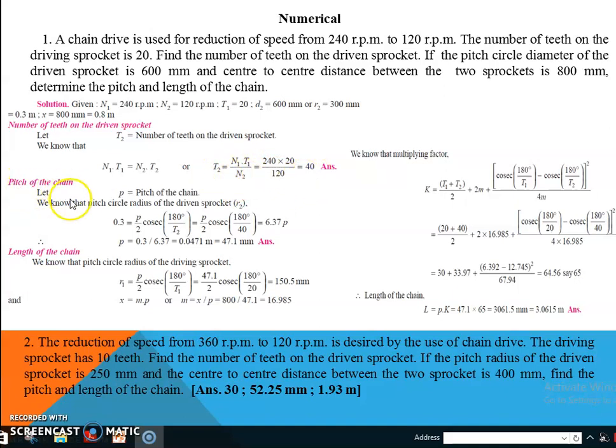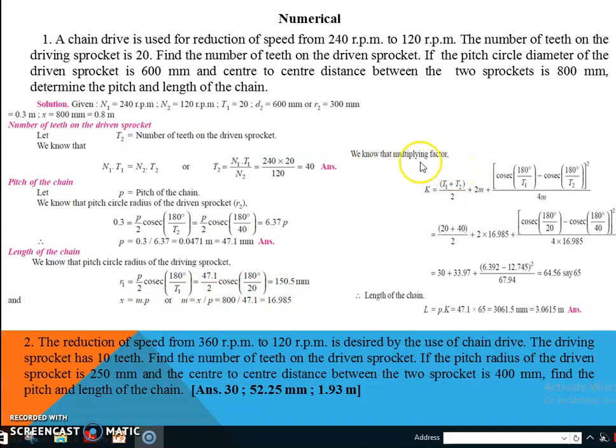Then calculate the pitch of the chain by using the relation between pitch circle diameter and pitch. Here the radius R2 is known, substitute the value of T2 and get the value of P, that is the pitch. Then calculate the length of the chain. For that, calculate the value of R1. We know the value of T1 and the value of P. Get the value of R1, 150.5 mm. Then we know x equals MP. From this, get the constant M.